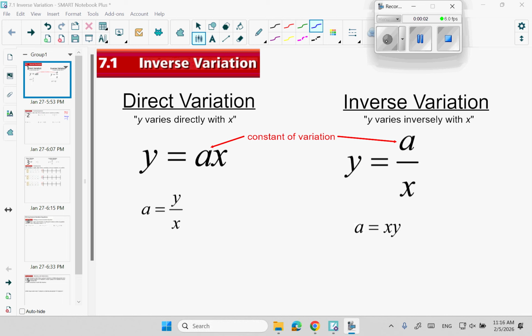And welcome to 7.1 for Algebra 2. It's all about inverse variation. So inverse variation is usually discussed with direct variation.